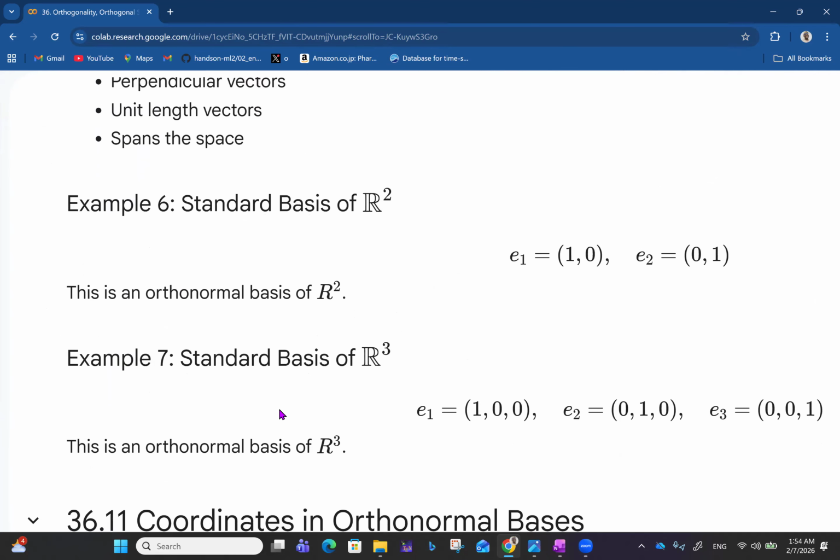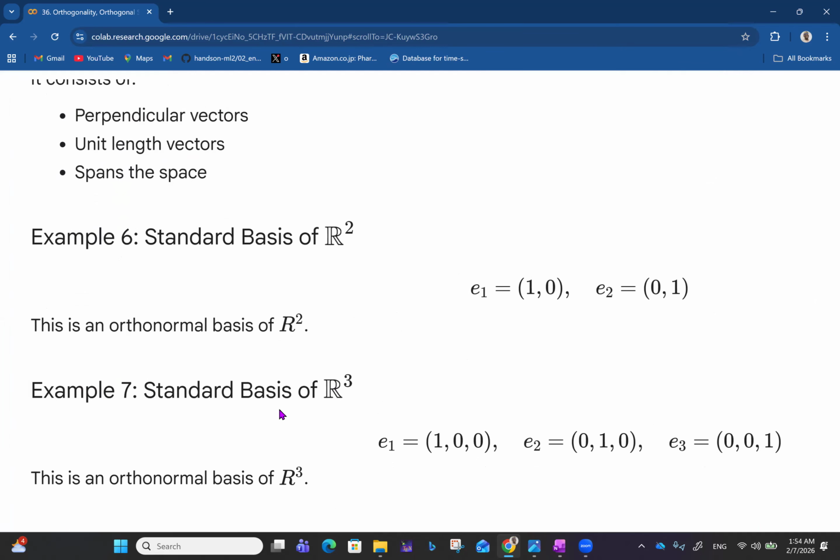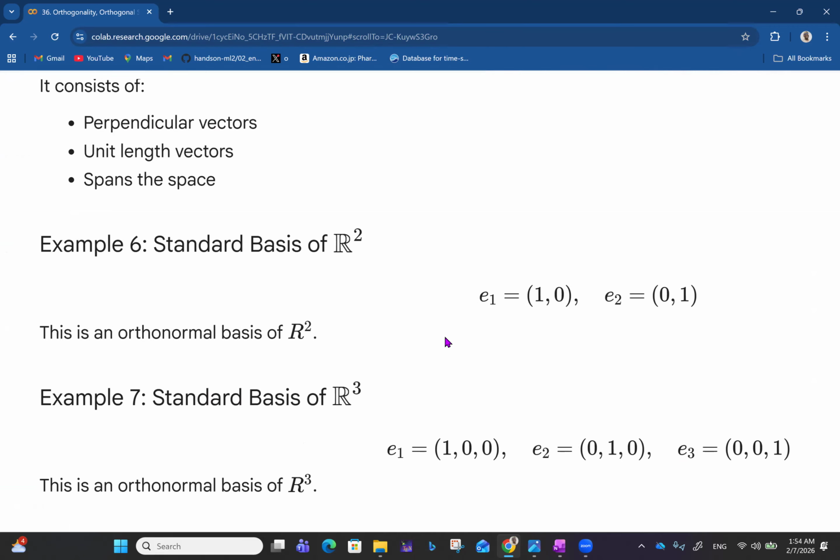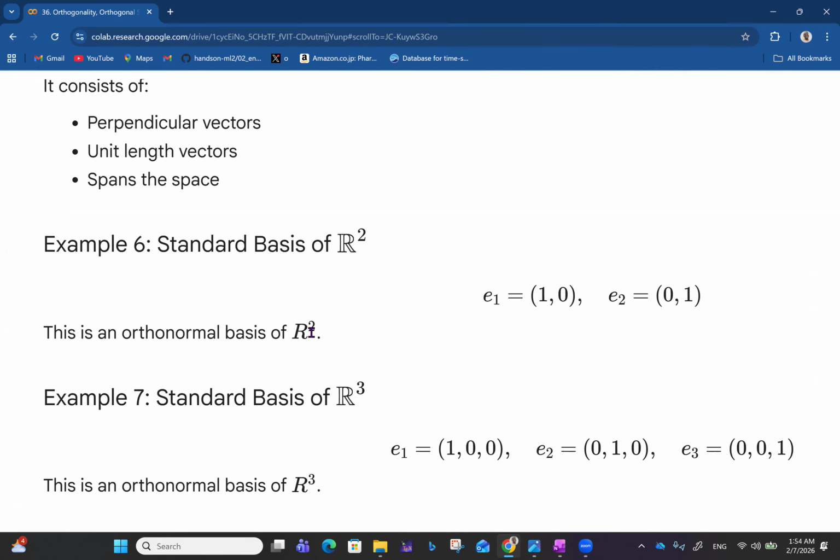So let's see this example: the standard basis for the two-dimensional real number system. Of course we know the standard basis here: e1 is (1, 0), e2 is (0, 1). This is an orthonormal basis of R2 because first of all they are orthogonal. 1 times 0 is 0, 0 times 1 is 0. Add them together, you get 0. So e1 and e2 are orthogonal. They are also orthonormal in the sense that if you find the norm of this, you get 1. If you find the norm of this, you get 1. So this is an orthonormal basis of R2, right?